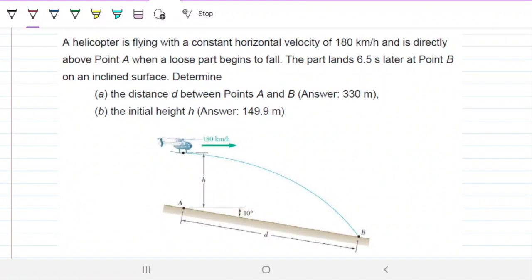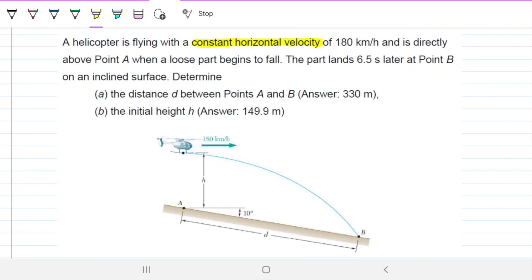A helicopter is flying with a constant horizontal velocity of 180 kilometers per hour. So constant horizontal velocity, so there's no forces in the horizontal direction. And it is directly above point A when a loose part begins to fall. The part lands 6.5 seconds later at point B on an inclined surface. Determine the distance d between point A and B and the initial height h.